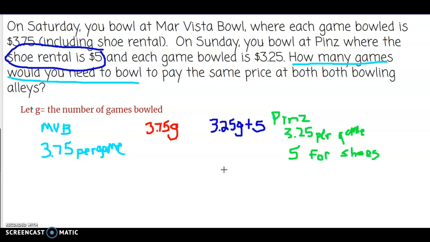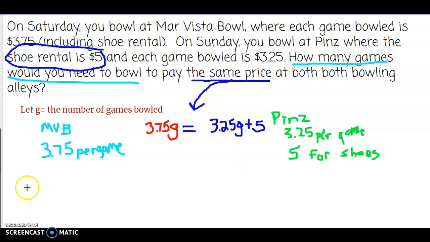Now I'm looking for when these bowling alleys are the same price. I want to know how many games I can bowl until both of those bowling alleys are the same price, which means it wouldn't matter which one I went to. So if they're the same price, they would have to be equal to each other. And that is my equation that I am now writing for this word problem.